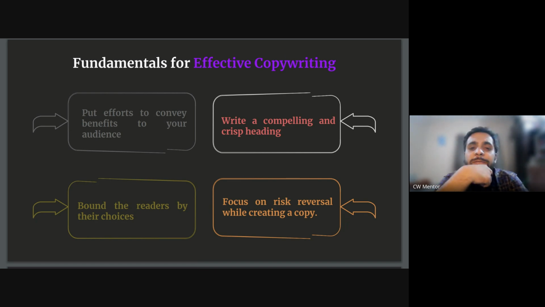The last is you have to focus on risk reversal. And it means when you're writing a copy, you feel this is a great copy. But when you put on the lens of the reader, as I said, you might find a few things offensive. You might find a few things not aligning with the brand's perspective. You might find a few things which should not be written, right? And so you should focus on risk reversal. Where and how do you do that? I'll tell you that as well.